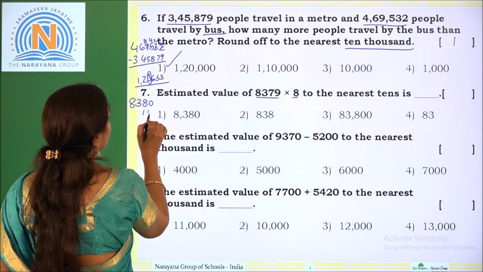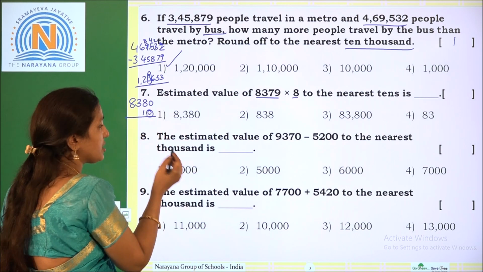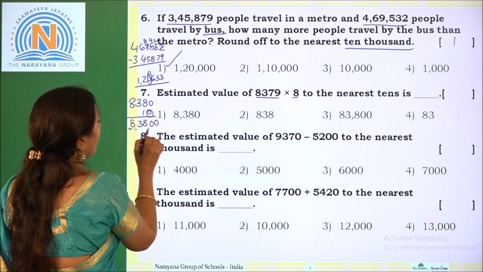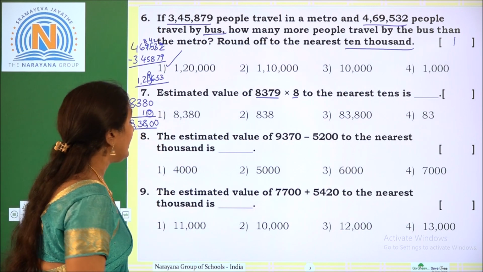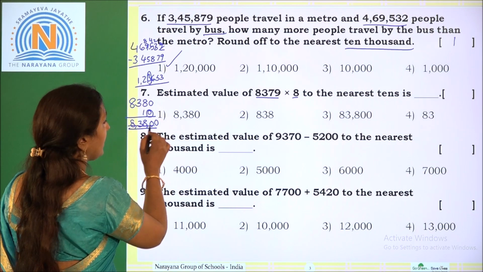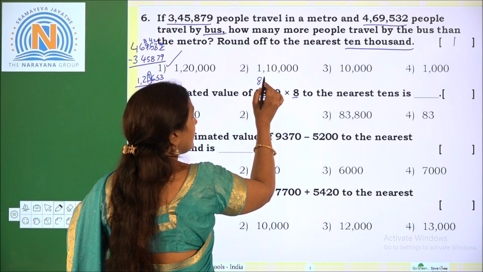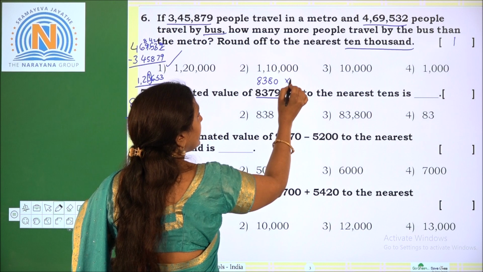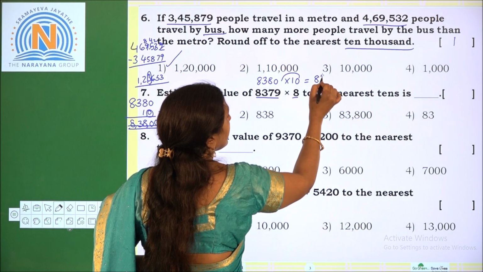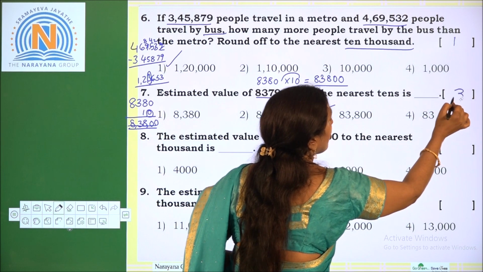What is the nearest ten of 8? Nothing but 10. So when you multiply, we are just adding a 0 in the ones place. So 0, 0, 8, 3, 8. We'll get 83,800. Multiplying 8,380 and 10, we are just adding one place, that is 83,800. So which is the correct option? Option 3. The required option is 3.